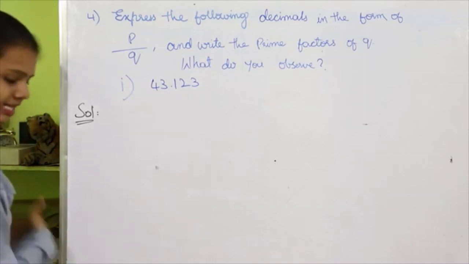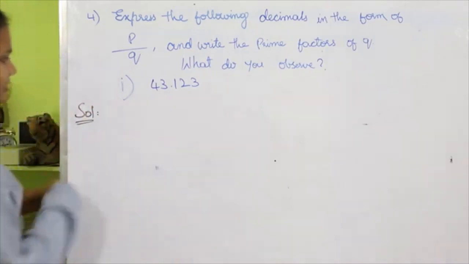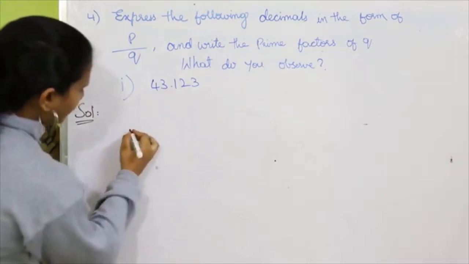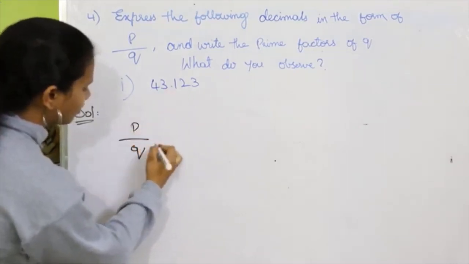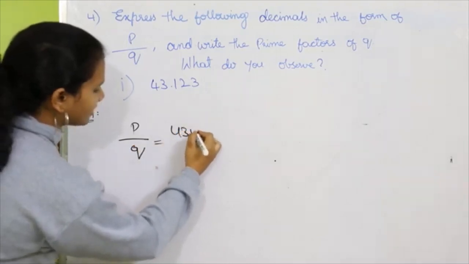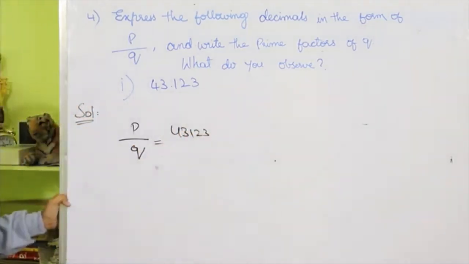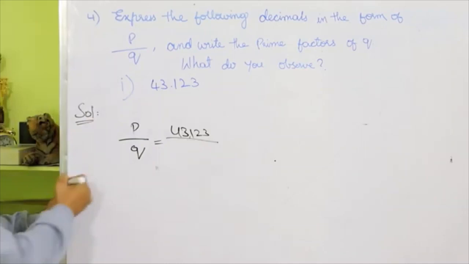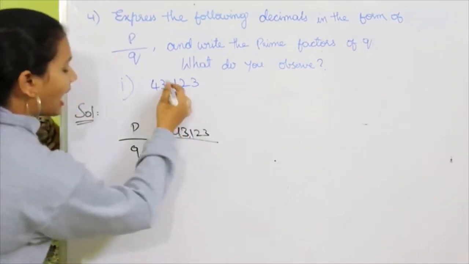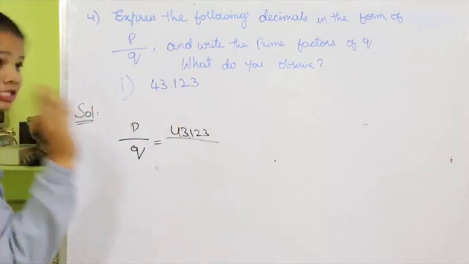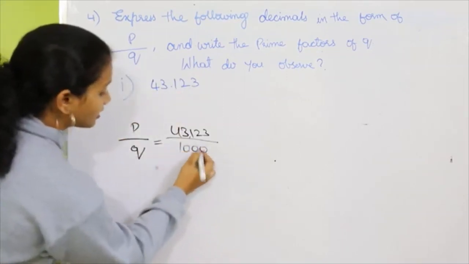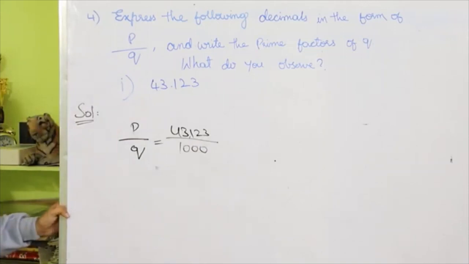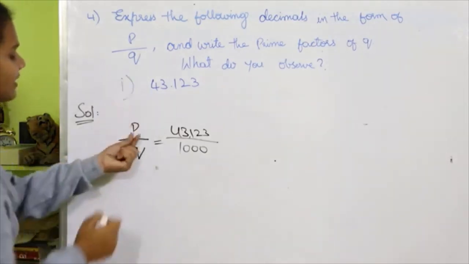We know this. We have just done this type of questions, right? Where 43.123 converting in the p by q form becomes 43,123. After the decimal point you have 3 digits, so we can write this as 1 with 3 zeros. So 43,123 by 1000 will be the fractional form, guys. We have converted this in the p by q form.